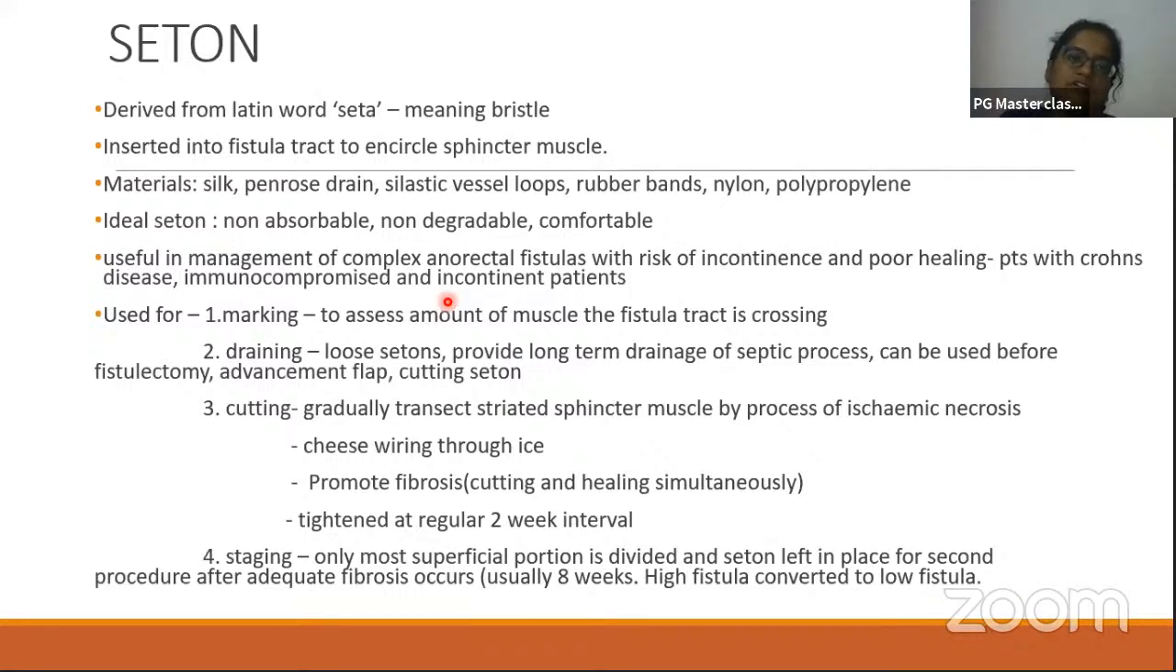Seton placement. The word seton is derived from a Latin word seta, which means bristle. What is bristle? Bristles are like the bristles of a brush, those small, thin wires. Yes, bristle is a small wire. The word seton has come from that.